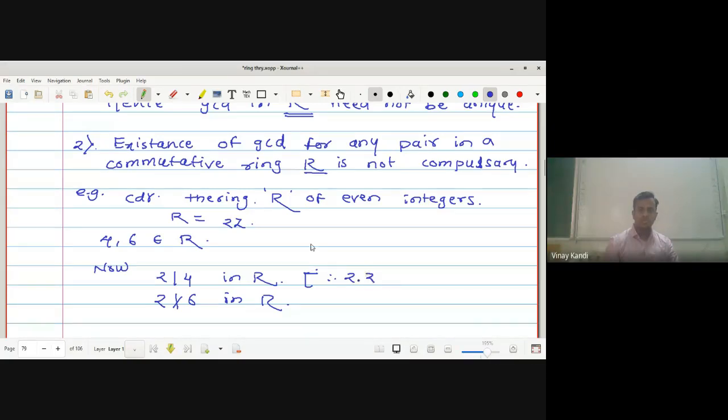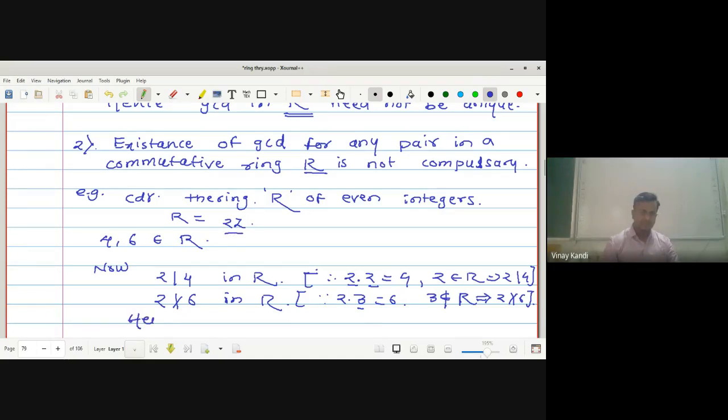into 2, the operation being simple multiplication, is equal to 4, and this 2 belongs to R. It implies 2 divides 4. Now why is 2 not dividing 6 in R? Because 2 into 3 is equal to 6, but this 3 does not belong to R. It implies 2 does not divide 6. Okay? Your ring is the set of even integers.